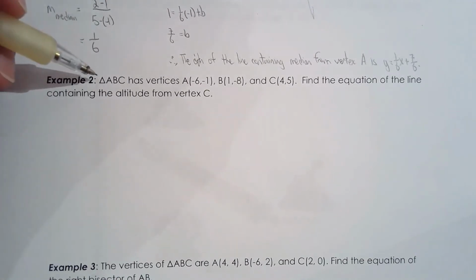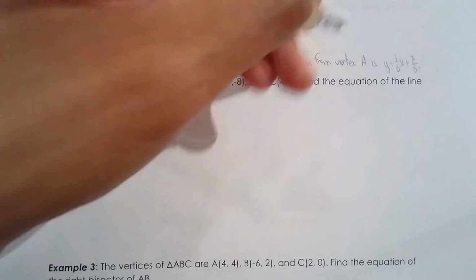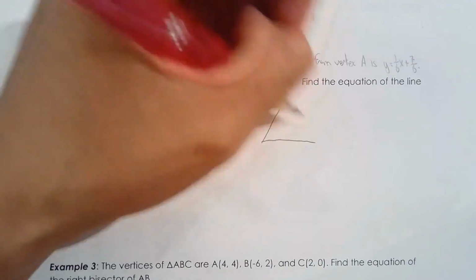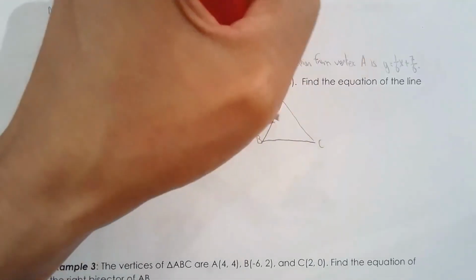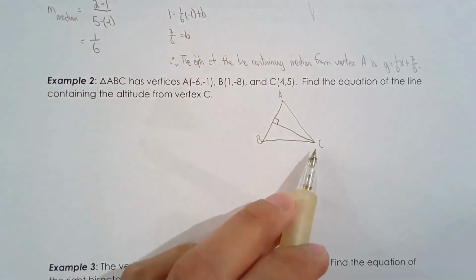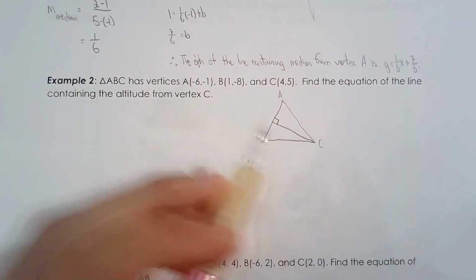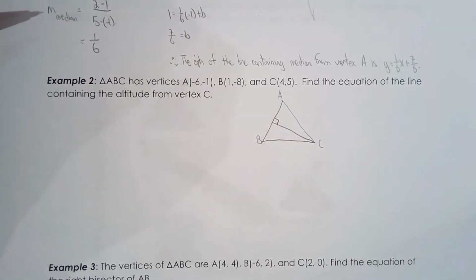So we have another triangle, ABC. Find the equation of the line containing the altitude from vertex C. So I'm going to use the same strategy. I'm going to draw a triangle. So this time it's the altitude from vertex C. Okay. So how can I find the equation of a line containing the altitude of vertex C?